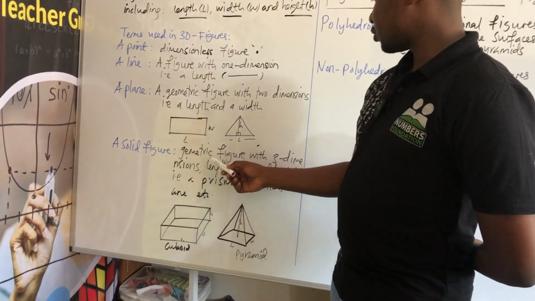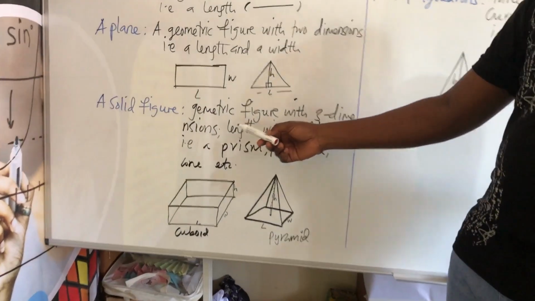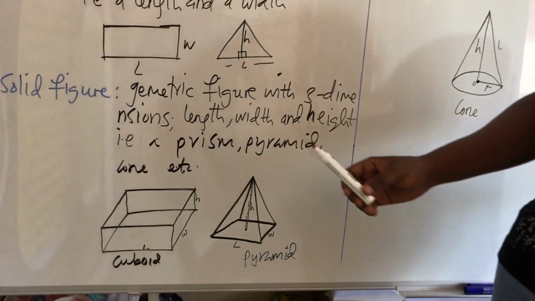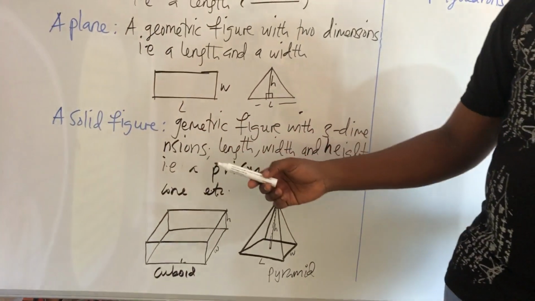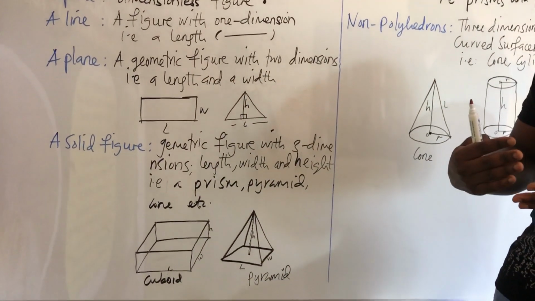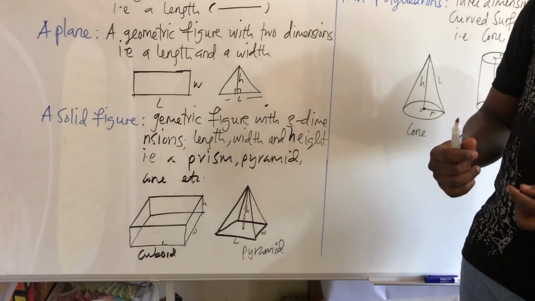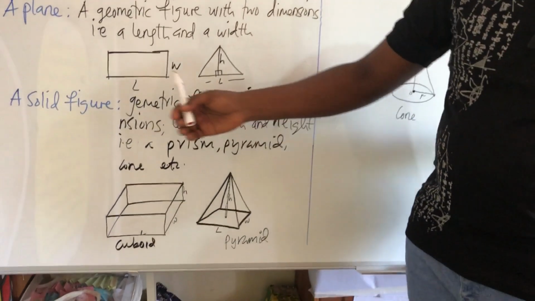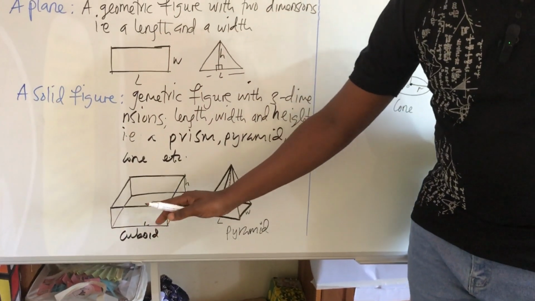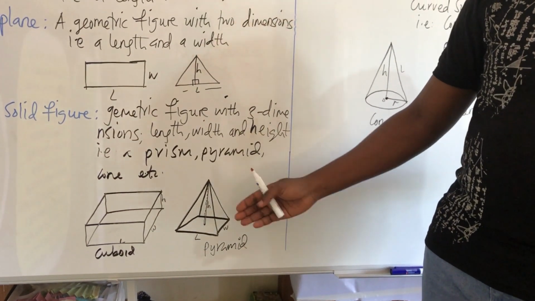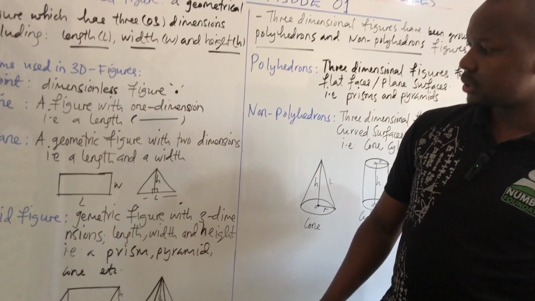A solid figure is a geometric figure with three dimensions, namely the length, the width, and the height. And a solid figure is a figure that we can put something inside and can just stay inside because it has a volume. And examples of solid figures include the cuboid, which is a prism, and the pyramids. These are solid figures.